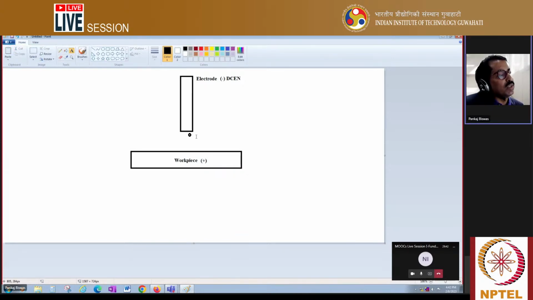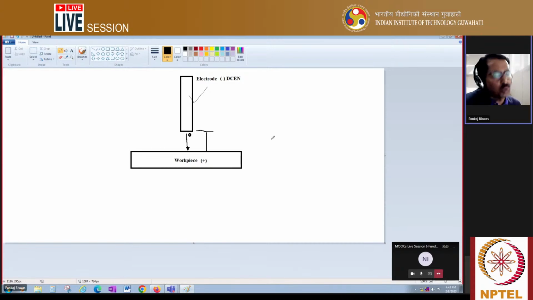Now for DCEN, whatever electrons are generated in the electrode, that means in this region, one minute, whatever electrons are generated here will be attracted by this workpiece. So what happens? This electron, once attracted, goes through a gap. In this gap, generally there is a velocity gradient. In detail, I explain these things in physics of welding.